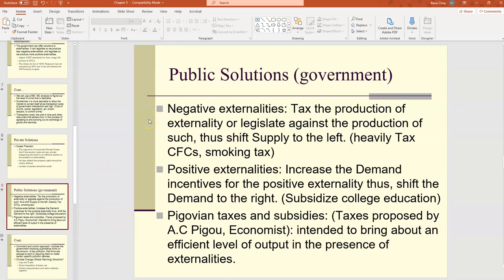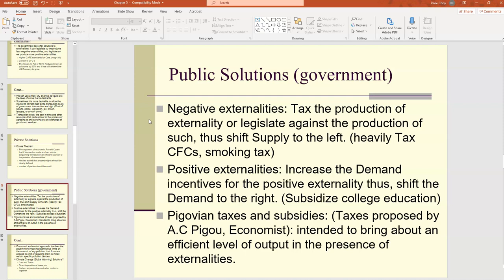Now, what it's really used today in a lot of places, when the government is the one offering a particular solution, is what we call Pigouvian Solutions. In a basic way, when you see a negative externality, the government comes in and they tax the production of the negative externality or figure out how to legislate against that negative externality, therefore shifting the supply to the left and increasing the burden on the private individual.